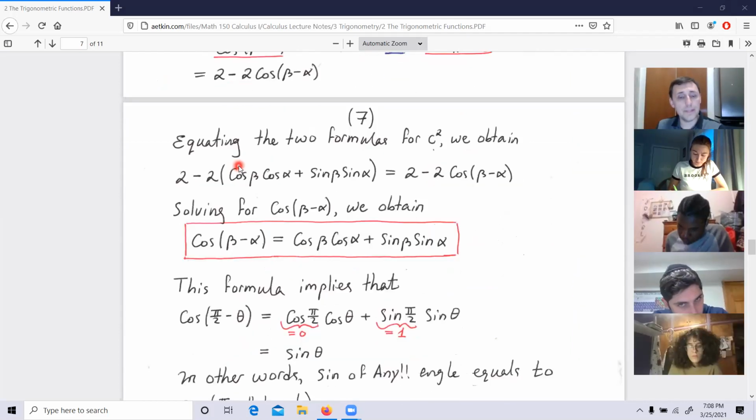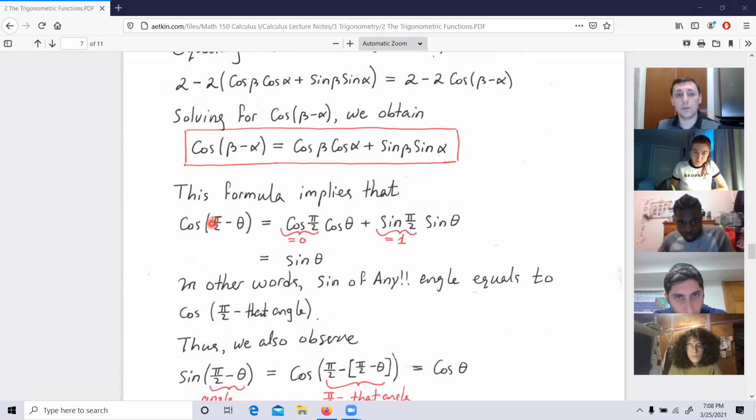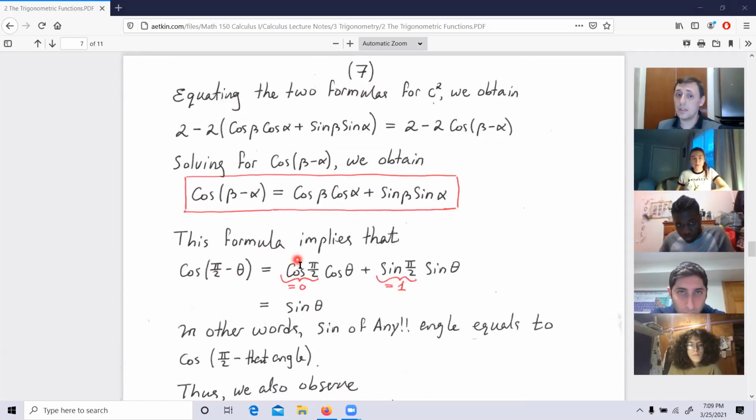Next, I'm immediately applying this formula to figure out cosine of pi over 2 minus theta. You see, it's a difference of pi over 2 and theta. For any theta, it's cosine applied to first angle times cosine applied to second angle, plus sine applied to first angle and sine applied to second angle. Cosine of pi over 2, however, is 0, so this part disappears. And sine of pi over 2 is 1. So we know that cosine of pi over 2 minus theta is equal to sine of theta.